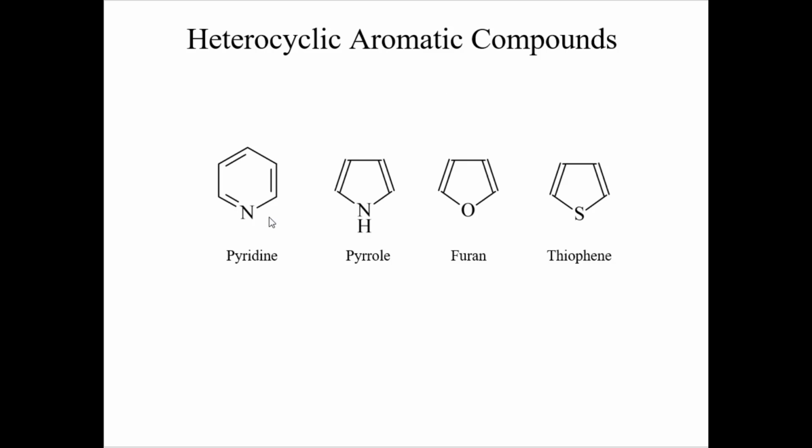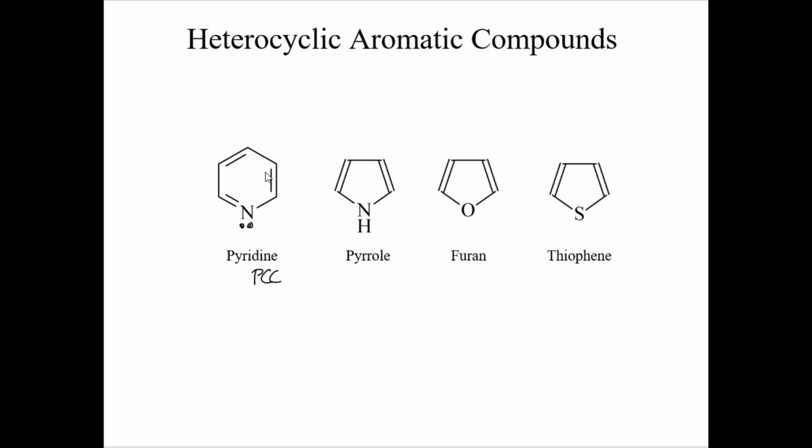Okay, so you can also have heterocyclic aromatic compounds that have nitrogen or oxygen or sulfur in the ring that will make them aromatic. So here's our pyridine. Where did we see pyridine last? In our PCC reagent that oxidized a primary alcohol to an aldehyde. Pyridine is a very strong base. We'll talk about why that's the case.